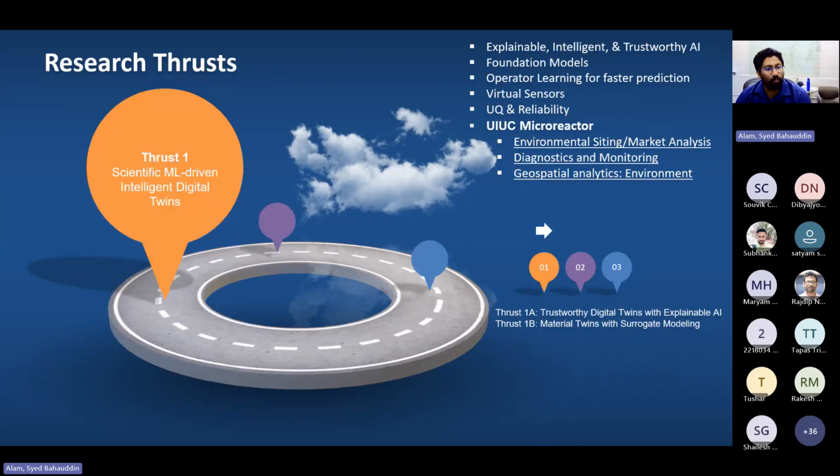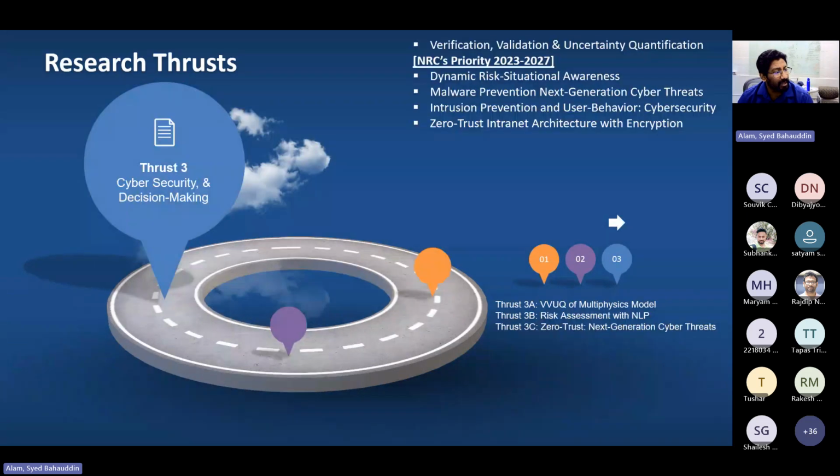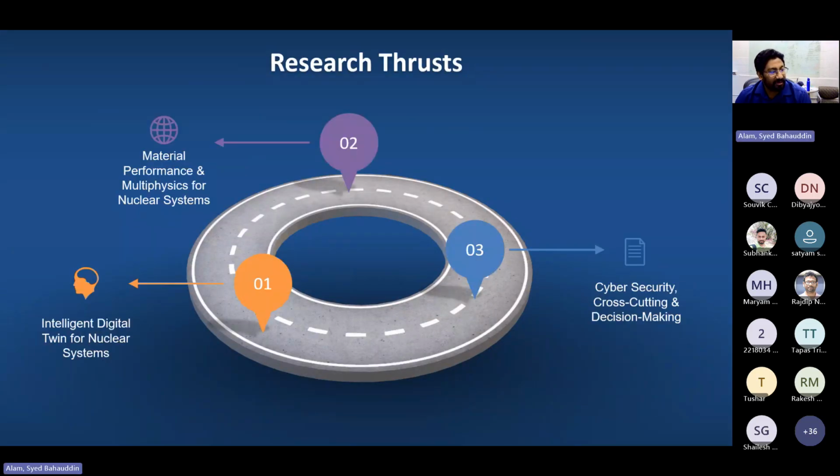In thrust 1, we work mostly on explainable intelligent AI, and we just started working on foundation models with Professor Chakraborty and some operator learning. Thrust 2 boils down to material performance and multi-physics, mostly from the CFD part for the data generation aspect. And cybersecurity is one of the aspects, because our main field is nuclear systems, and when we have digital twins, they need to be protected by the US Nuclear Regulatory Commission rules. So from that aspect, cybersecurity comes in naturally. So these are the three thrusts that we are working on.